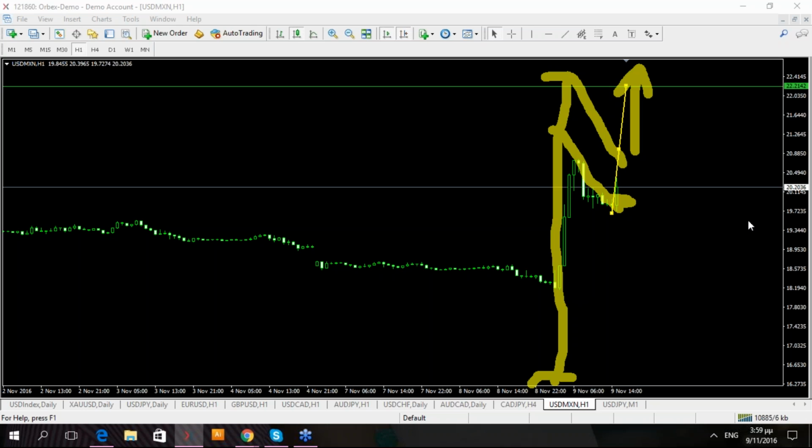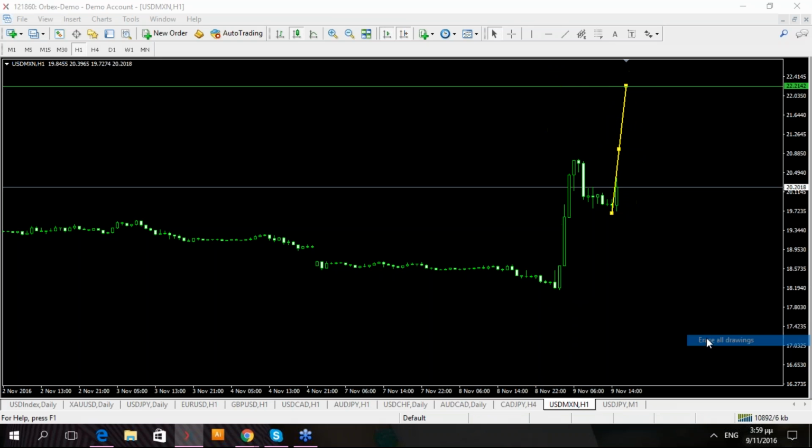Okay? All right. So CADJPY, definitely, Veronica, we'll take a look at that. So hope this is clear for you guys for the USD Mexican peso on the 1 hour chart. So bullish flag and pole pattern. Excuse me, and let me just erase the drawings right here. We've got that level there, as I've indicated, so let's just delete that.